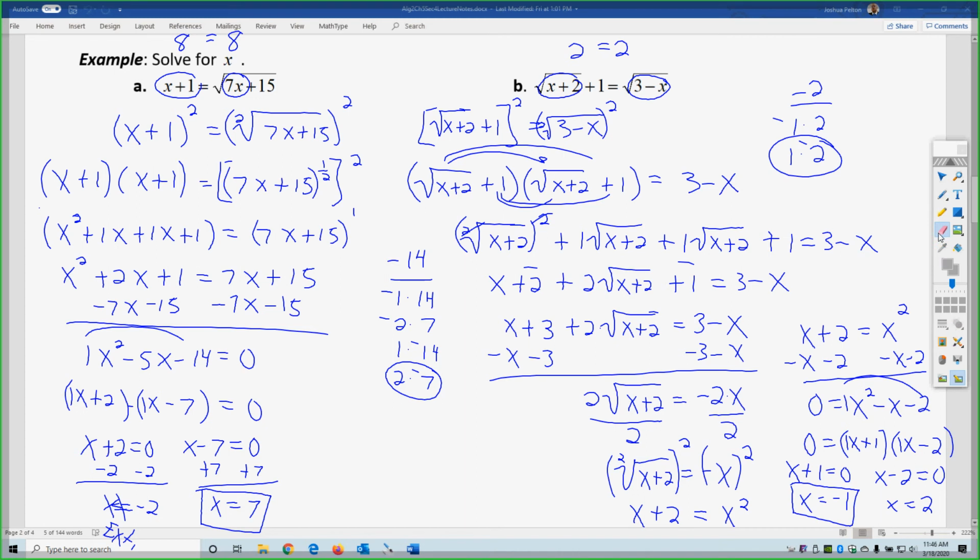However, let's try 2. If I plug in 2, let's see what I get. I get 4. Square root of 4 is 2, plus 1 is 5. No, I'm sorry, 3. I said that wrong. So if I plug in 2 here, I get 3 minus 2 is 1, square root of 1 is 1. That's clearly not equal, so that one is extraneous there. Okay? Alright, pause the video, try the next two problems for yourself.